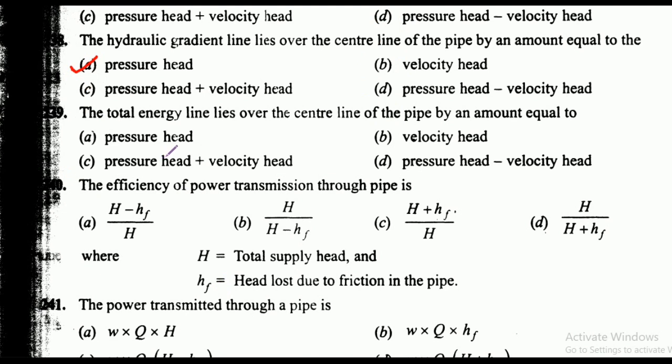Next is the total energy line lies over the center line of the pipe by an amount equal to. Here friends, these are the options, and here correct answer is option C, that is pressure head plus velocity head. Next is the efficiency of power transmission through pipe is. Here friends, these are the options where capital H is equal to total supply head and small hf is equal to head loss due to friction in the pipe. So here friends, correct answer is option A, that is capital H minus hf upon capital H.